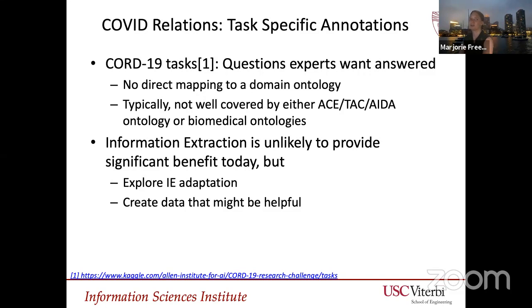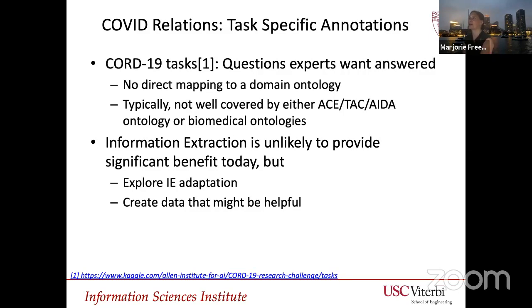So how did I start working on COVID? In late March, early April, there was a release of challenge problems through the Allen Institute called the COVID-19 Research Challenge. They released a bunch of tasks that were questions that experts wanted answers to. And a lot of my project work at ISI is somebody gives me a task and we need to apply information extraction to that task. And so we were asked to look at these tasks and see what we thought.